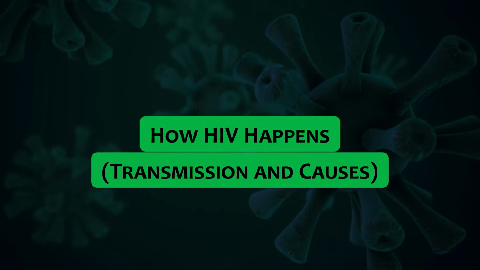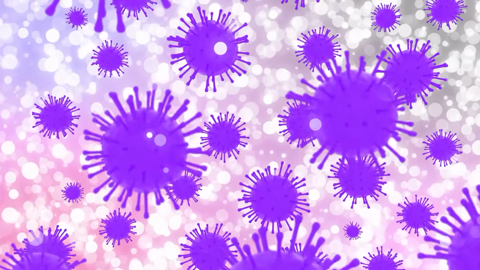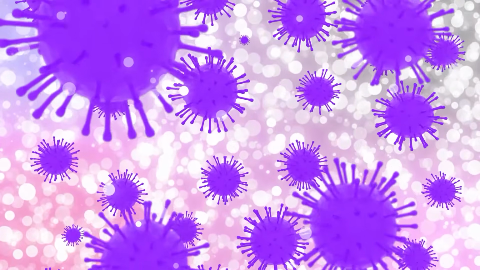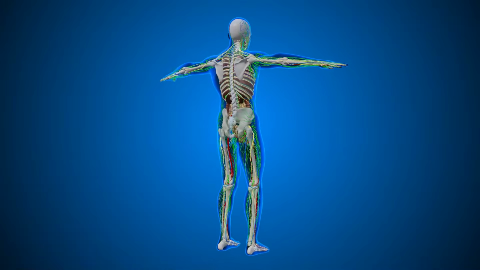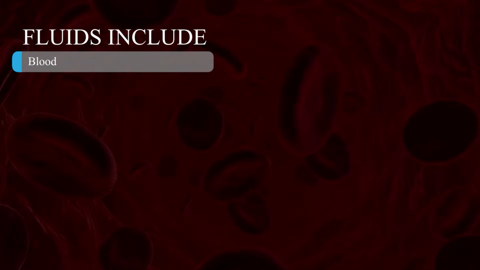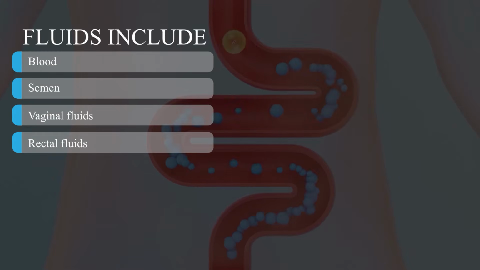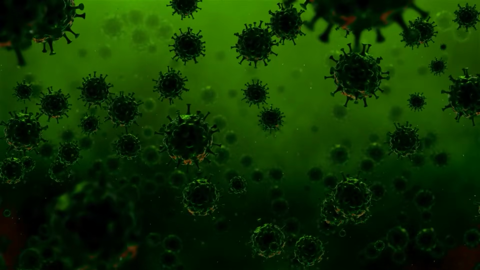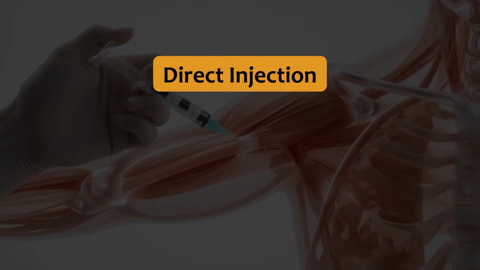How HIV happens. Transmission and causes. HIV does not spread casually. It requires direct contact with certain body fluids from an infected person. These fluids include blood, semen, vaginal fluids, rectal fluids, breast milk. The virus must enter the bloodstream through mucous membranes, cuts, or direct injection.